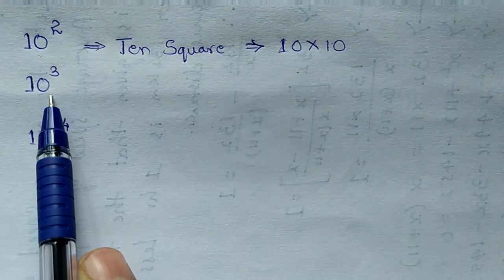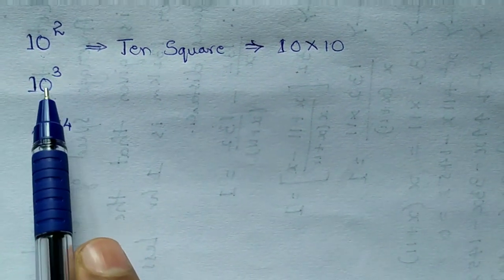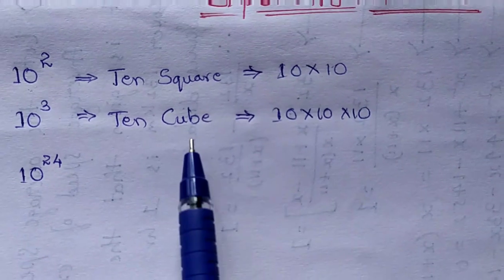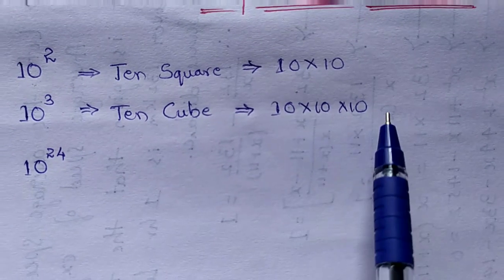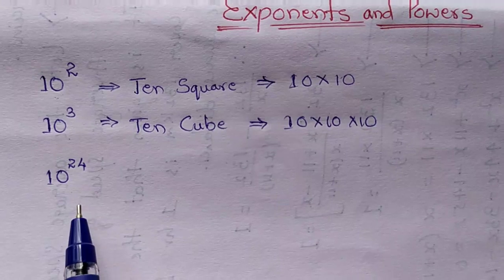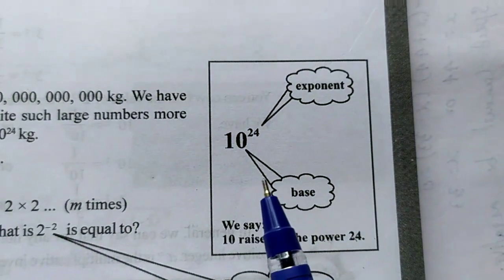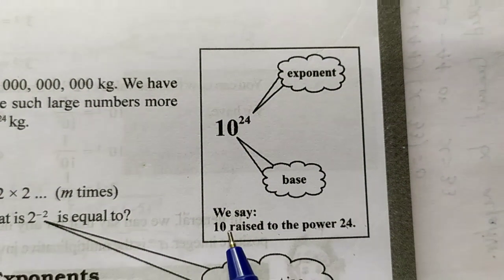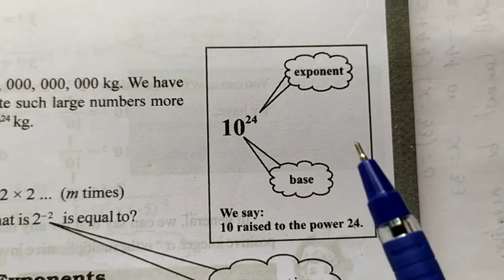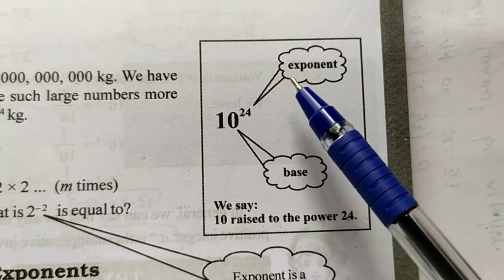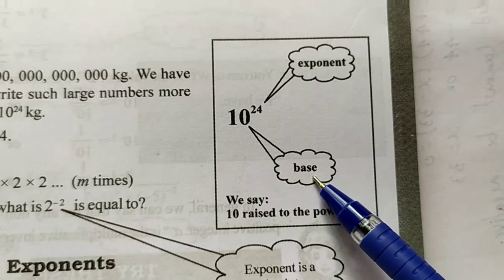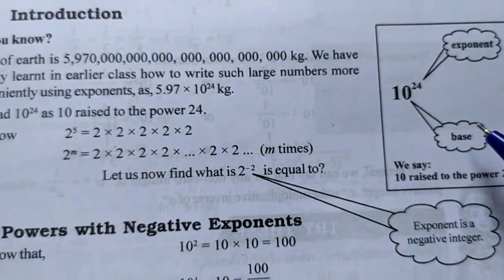Then what about this one? 10 to the power 3. We can say it as 10 cube, and we can write it like this: 10 into 10 into 10. Then how to read and write this one? Here they have given it. We say 10 raised to the power 24. Here 24 is the power, that is the exponent, and 10 is our base. So like this we have to read.